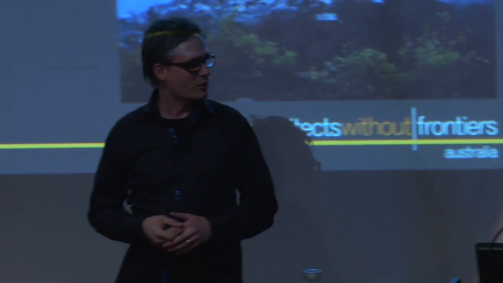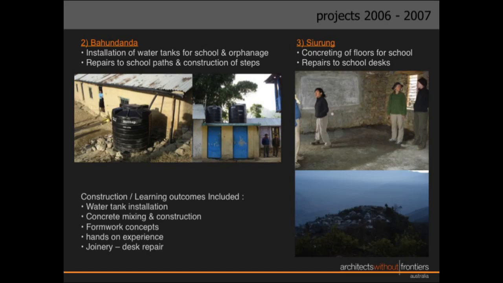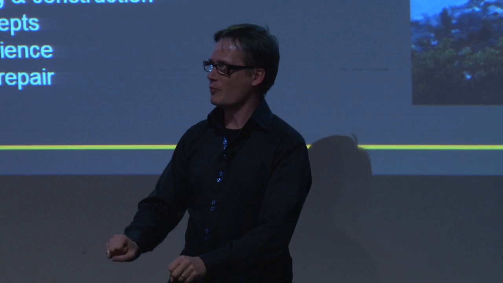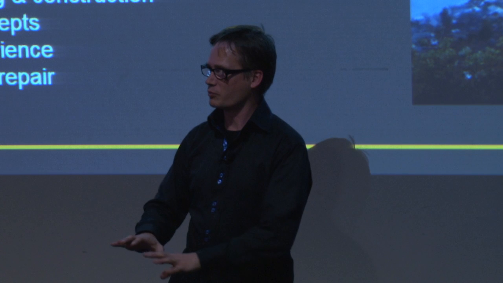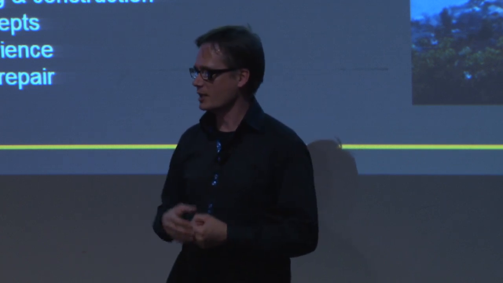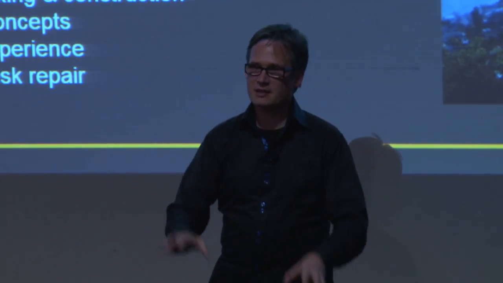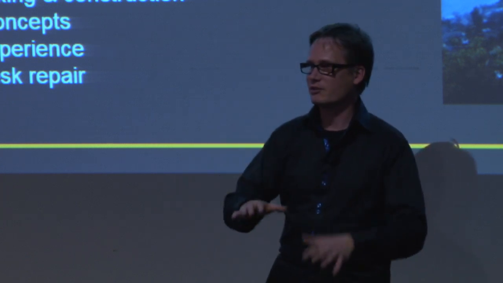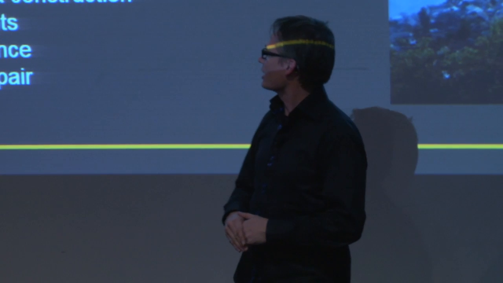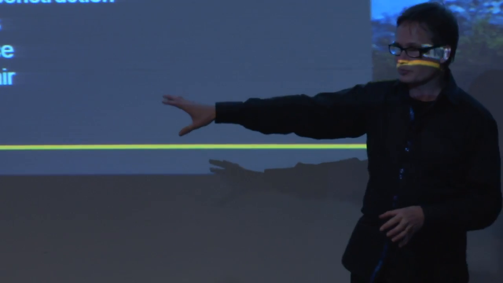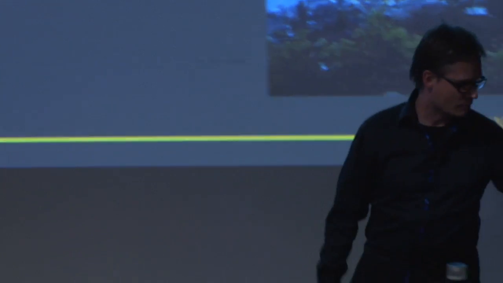Also in 2006 and 2007, we did some work in Bahadunda, and our first time to Sirung. So in Bahadunda, we installed some water tanks, and in Sirung, we concreted the floors of a school. Again, very small intervention, but the school had just literally gravel and dirt for their floors in their school. So we concreted those. The cement had to be brought in by donkey, and then once the floors were flat, the desks had to be repaired, because the desks were used to an uneven floor, and they had to be made straight. So here's an image of Sirung down the bottom there, a beautiful Gurung village.